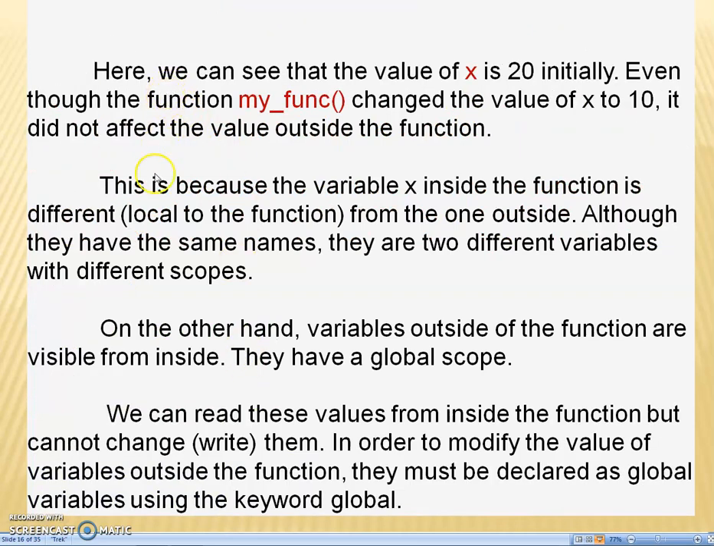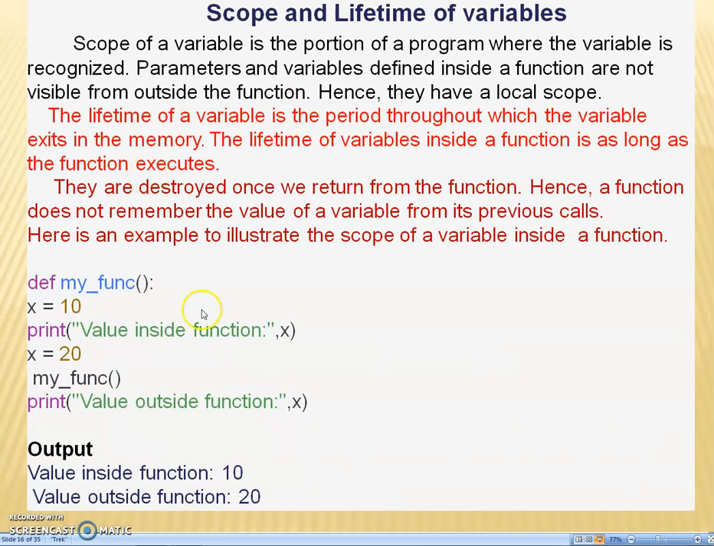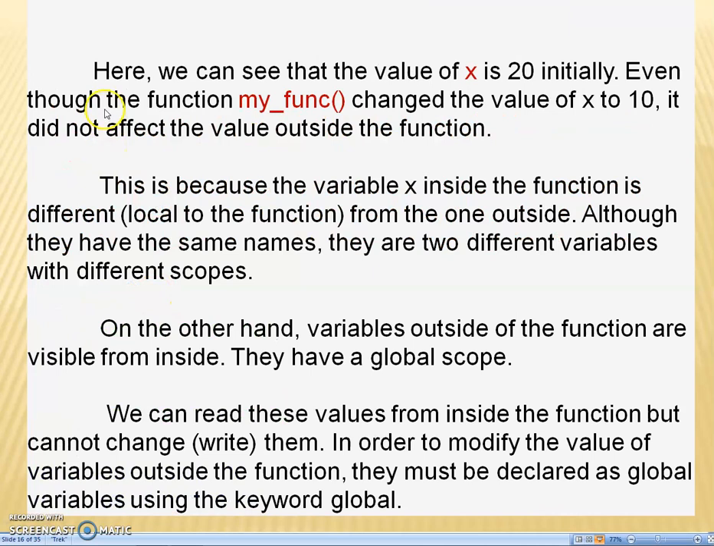So we are going to see how this 10 and 20 plays role. Here we can see that the value of x is 20 initially, even though the function my_function changes its value x to 10. It does not affect the value outside the function. This is because the variable x inside the function is local to the function, different from the one outside. Although they have the same name, they are two different variables with different scope.